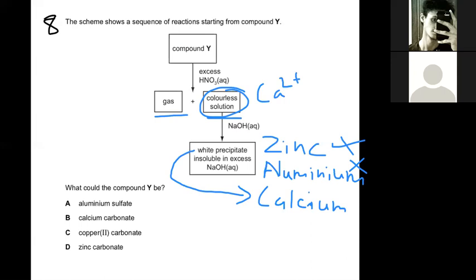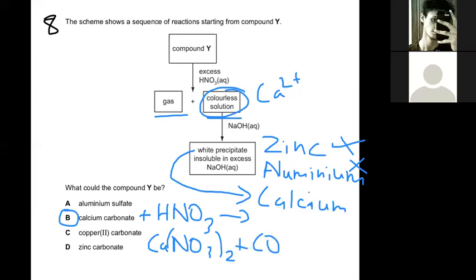Therefore, we can say that compound Y was a compound of calcium that, when reacted with nitric acid, produced a salt that contained calcium. So in the options, there's only one salt with calcium, that is calcium carbonate. Calcium carbonate plus nitric acid would give us calcium nitrate plus carbon dioxide gas, that is the gas that was produced, and water. So B is the correct option.